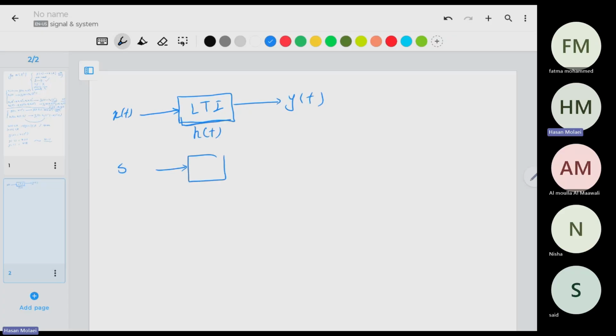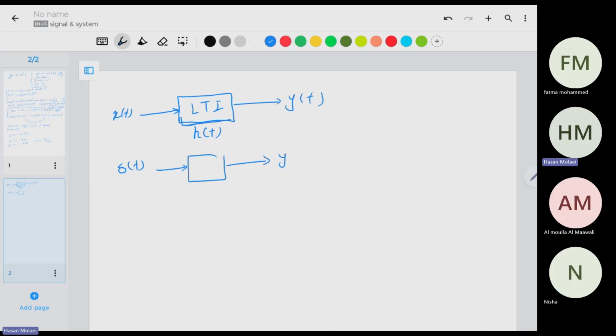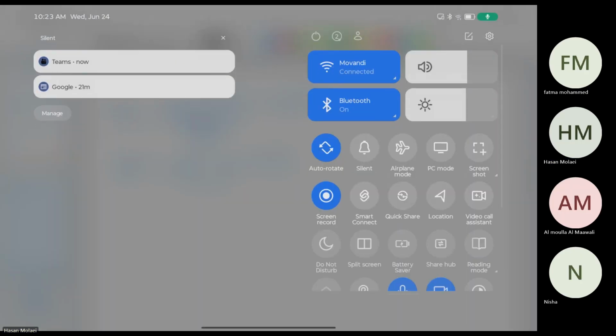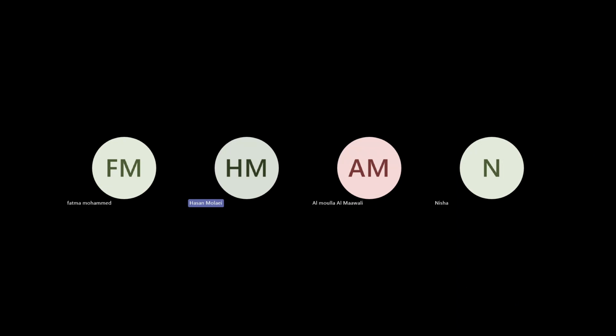If I apply a unit impulse and... oh, it's connected here. You can see, but I think it has one.